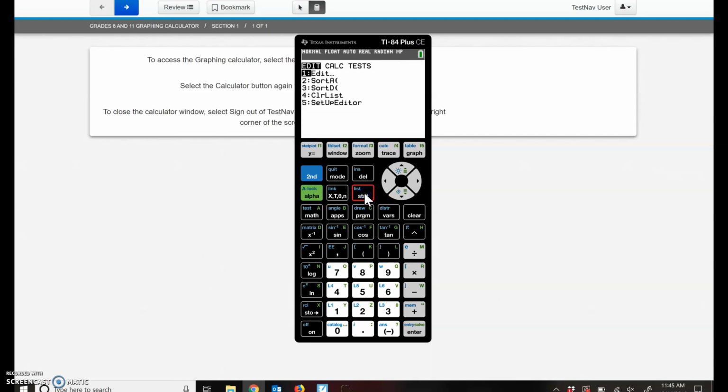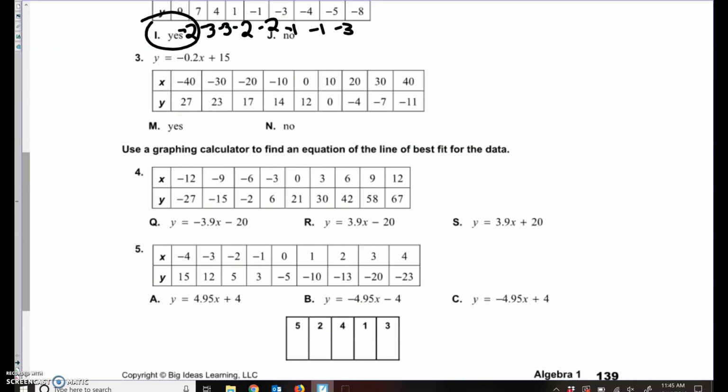Remember, we press the stat button again, slide over to calc, and then go down to the linreg. Yes, we want to calculate with L1 as our X's and L2 as our Y's. Then we press calculate. So we have Y equals 3.9277 repeating, plus 20, that's our Y-intercept. If we go back and look, 3.9 is a positive 3.9, so not A. It's a plus 20, so not B. So we're going to select this one here with the 3.9 plus 20 as our answer.